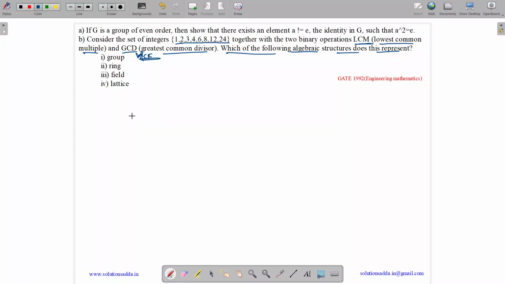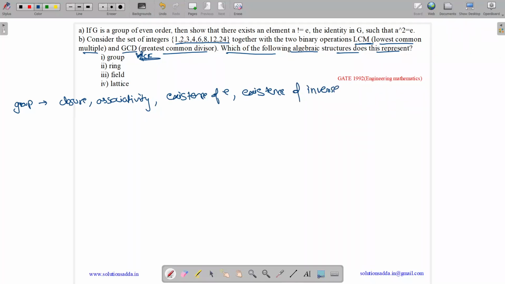Okay. Now let me first tell you what all these things are. So what is a group? Group means it should satisfy the closure property, associativity property, existence of identity, and existence of inverse. What is a ring?